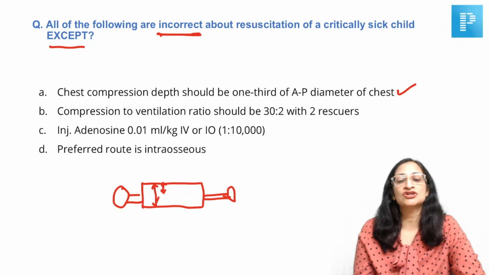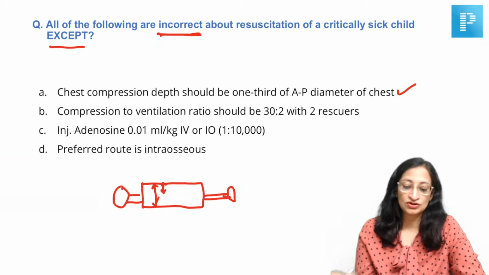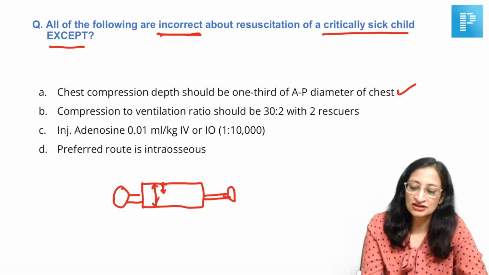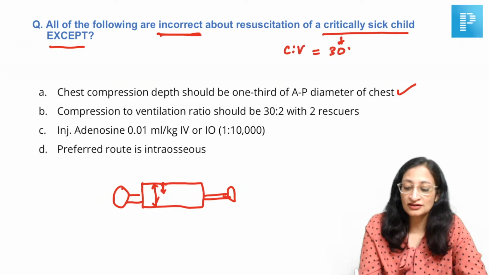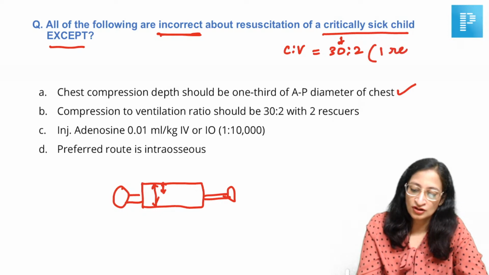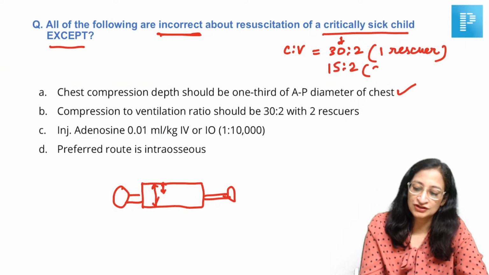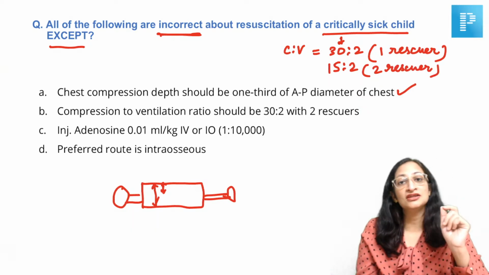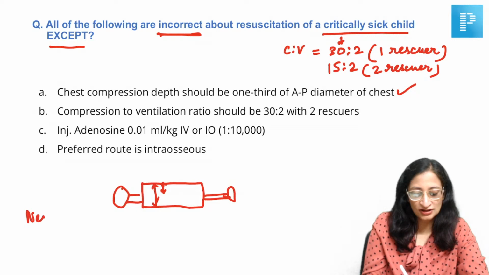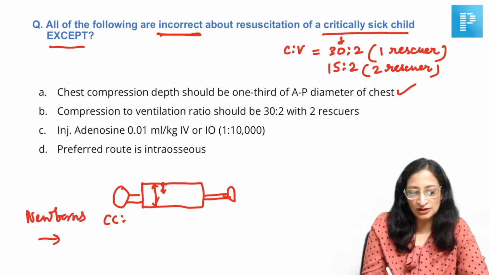Compression to ventilation ratio should be 30:2 with 2 rescuers. In a critically sick child, if there is one rescuer, the recommended ratio is 30:2, and if there are 2 rescuers, the recommended ratio is 15:2. And remember, in newborns, we all know what the ratio of chest compressions to positive pressure ventilation is. It is 3:1.